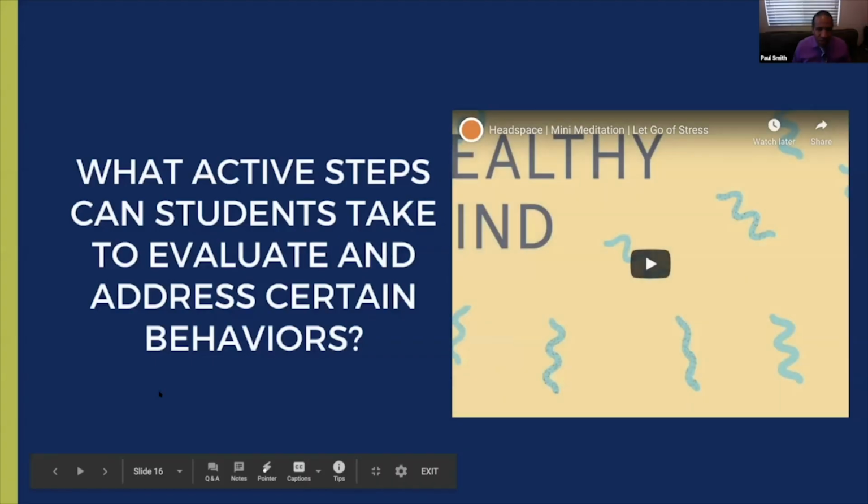The next thing we want to talk about are those additional tools, and what active steps students can take to evaluate and address certain behaviors. Here's a guided meditation we want to take. While we do that, we just want to take time to clear our minds, and then go into some of those other steps one can take in order to evaluate and address those certain behaviors.